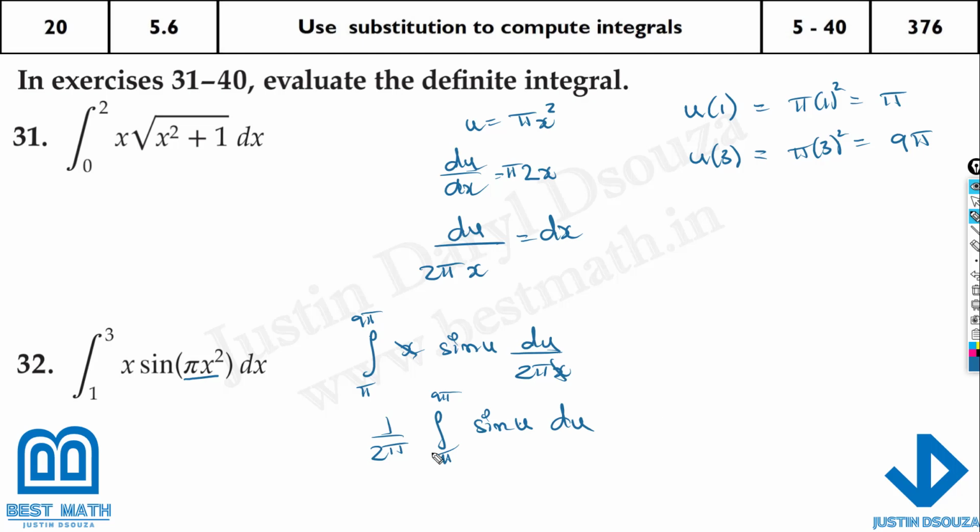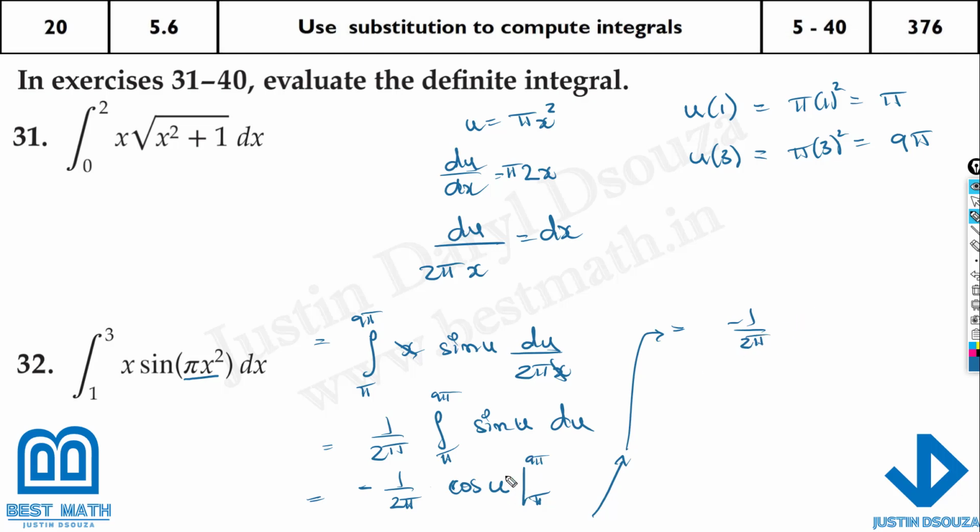The answer would be, if you solve it up, 1 by 2 pi. And here, when you integrate sine, it is minus cosine. So I'm just going to write minus outside. Cosine u. That's it. Plus c. I'm not going to write c because it's the definite integral. Now don't forget the limits. I just almost forgot. Pi to 9 pi. Now I'll just continue it up over here. So we have minus 1 by 2 pi outside.